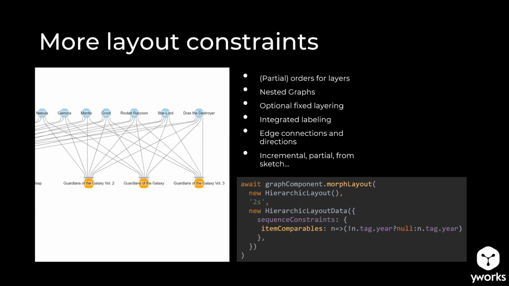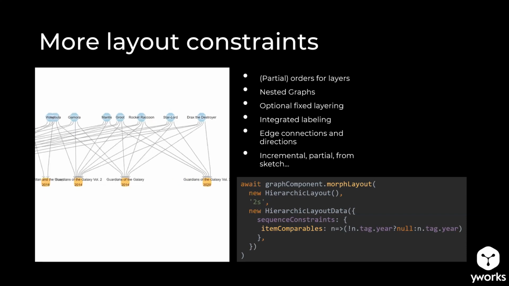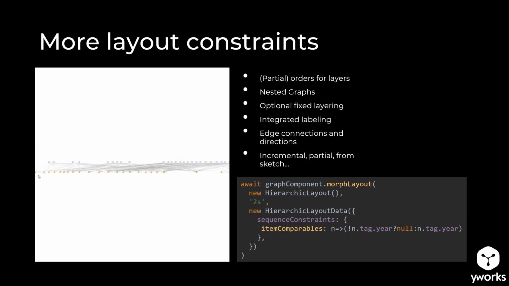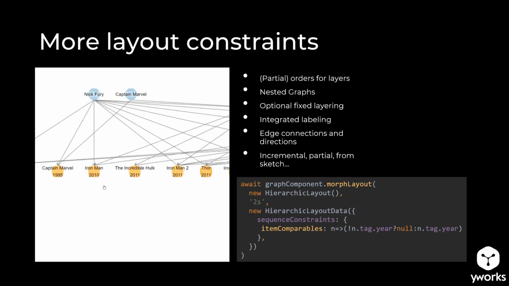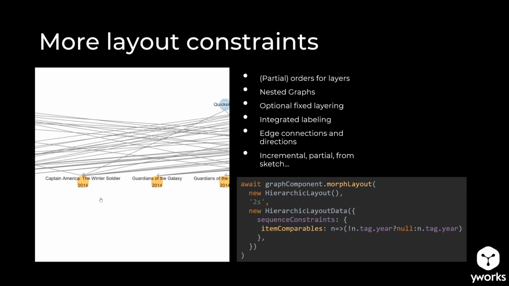As you can see in the code, there is an option called sequence constraints. And for each item, there are various ways we can configure the sequence constraints. In this case, where we have a comparable value available for each element, which is the year that the movie plays in, we can use that information to order the elements in the diagram. So then Captain America starts in 1940, and we go all the way back to 2020, I believe.